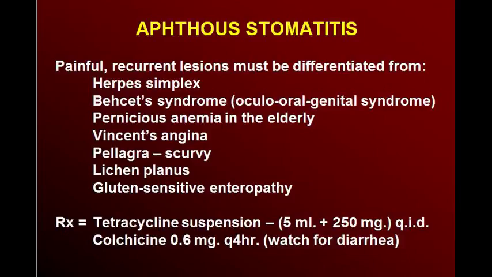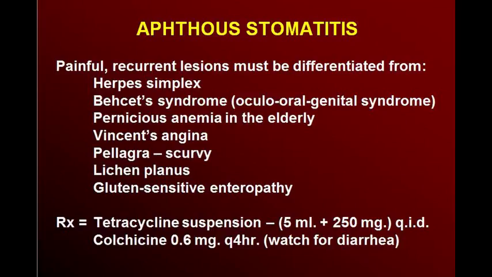Scurvy, vitamin C deficiency, is one of the common causes of aphthous ulcers in third world countries. Lichen planus is something we see a lot in the adult population in the United States. I'll show you some more pictures of lichen planus, but it's characterized by genital and tongue ulcers. The last one to remember is gluten-sensitive enteropathy, in people that are sensitive to wheat who basically can't tolerate gluten. One of the forgotten treatments for this is colchicine.